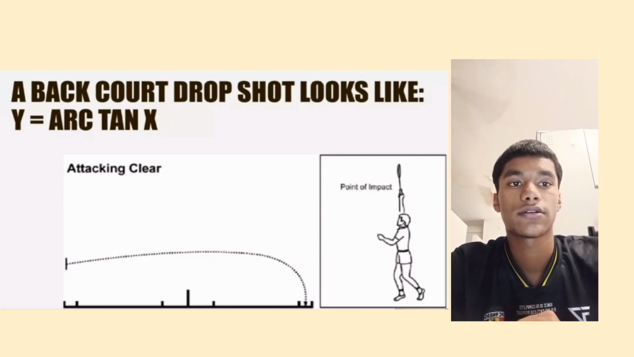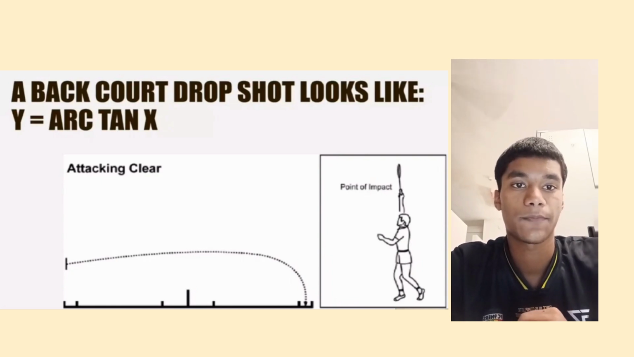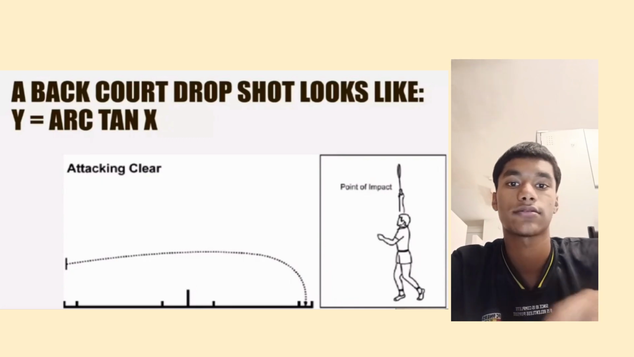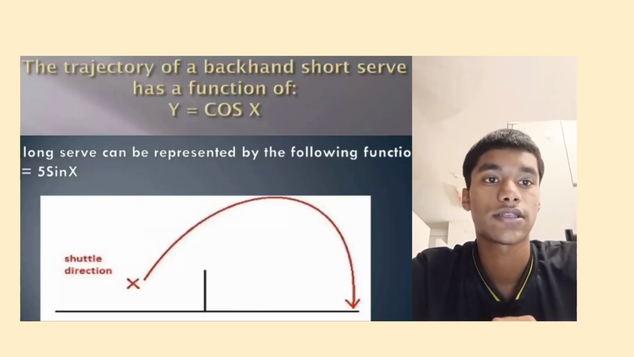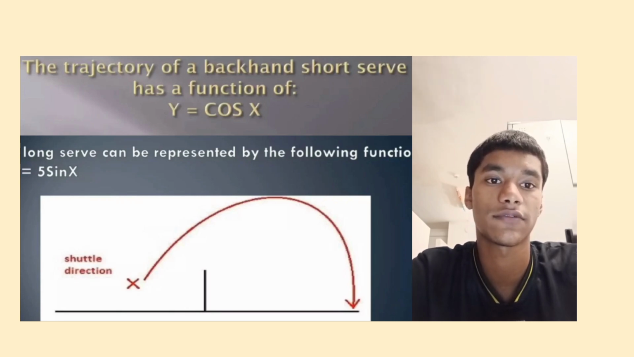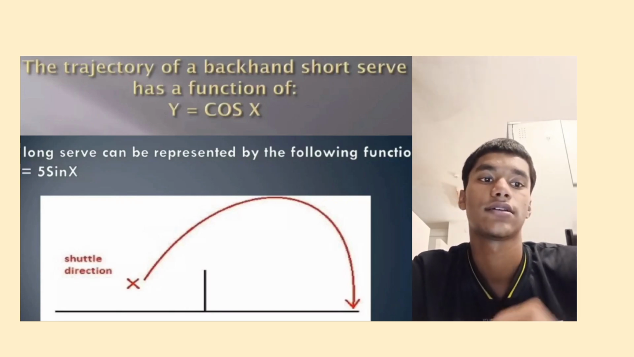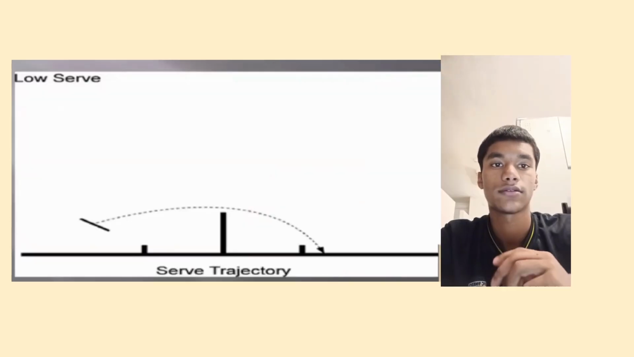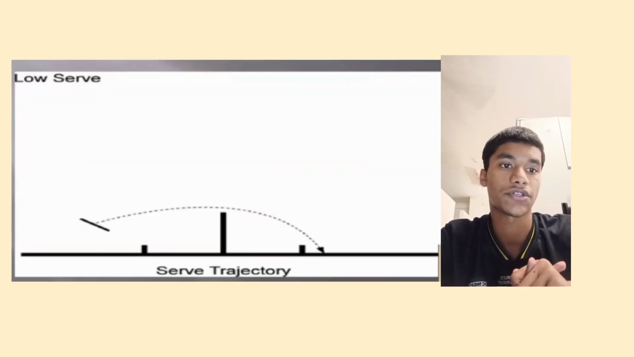The backcourt drop shot looks like y equals arctan x. The trajectory of a backhand short serve has a function of y equals cos x. Long serve can be represented by the function y equals 5 sin x. And this is the low serve trajectory.